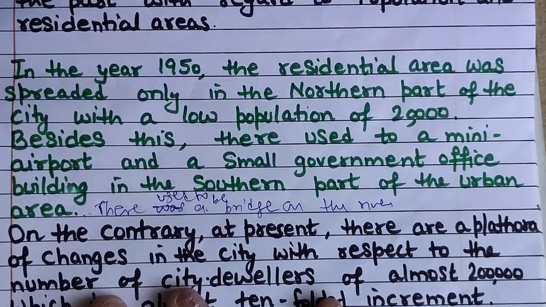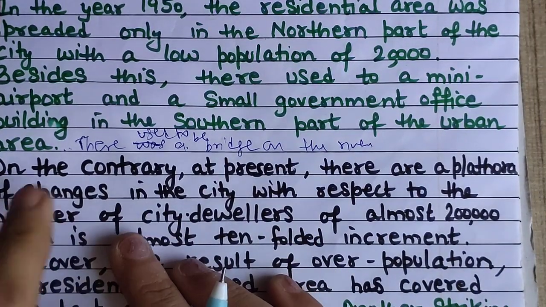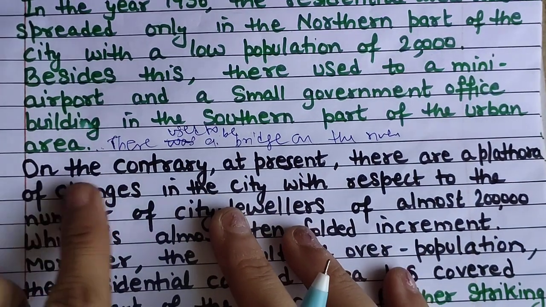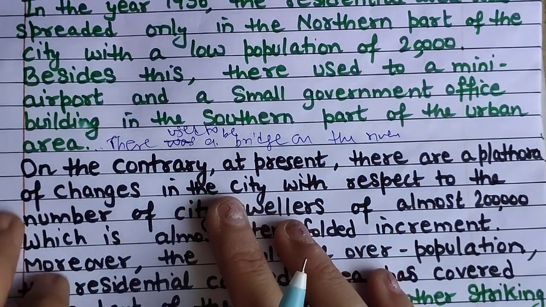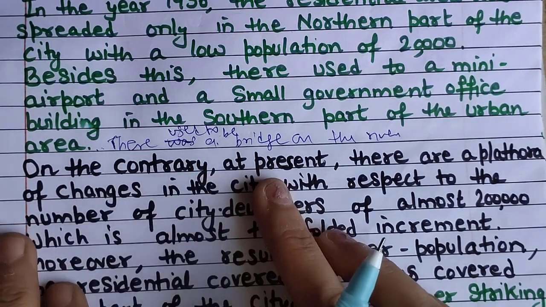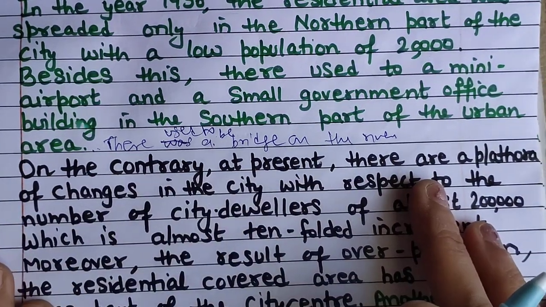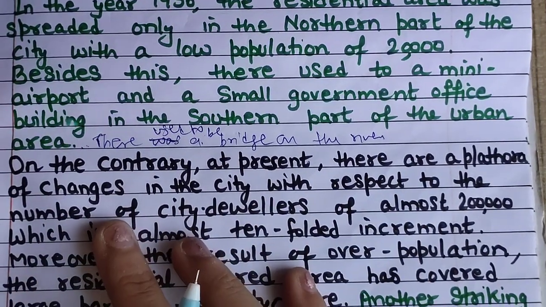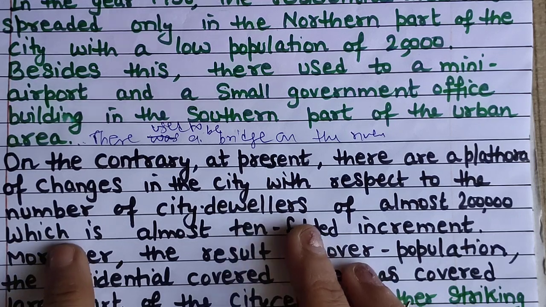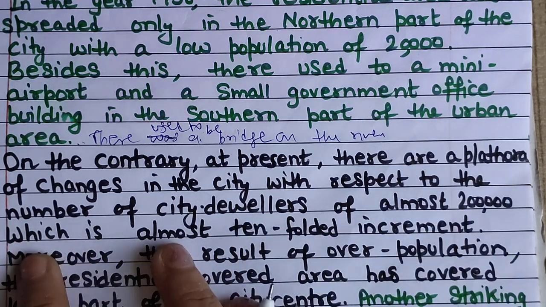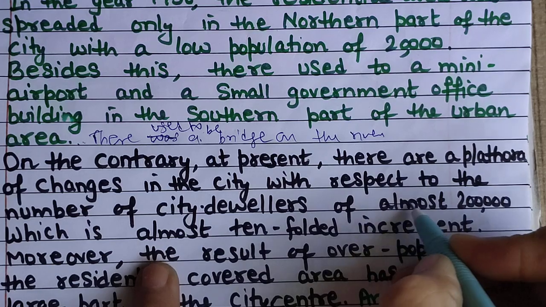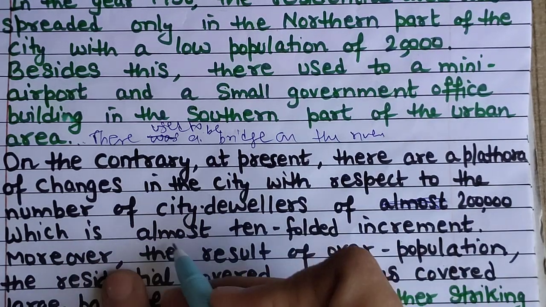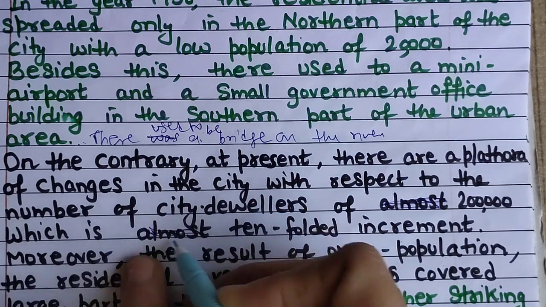Okay, now coming to the second map. On the contrary, it's a good phrase, or however you can use it, but on the contrary, because this is report writing, use these words. On the contrary, at present there are a plethora of changes in the city with respect to the number of city dwellers, meaning a population of almost 2 lakhs, which is almost a 10-fold increment. So this is also not almost, because they have given a proper figure.